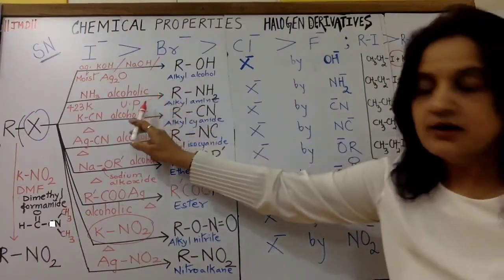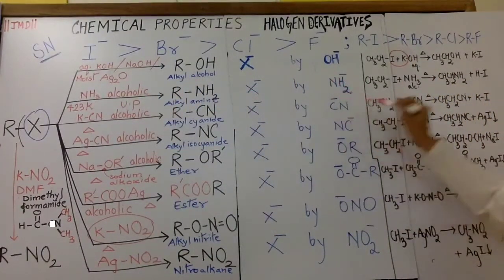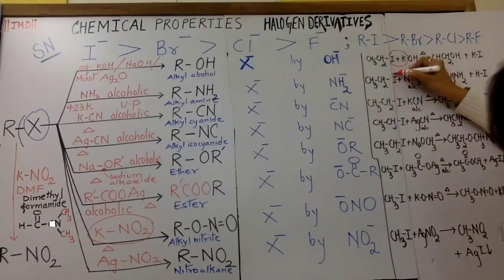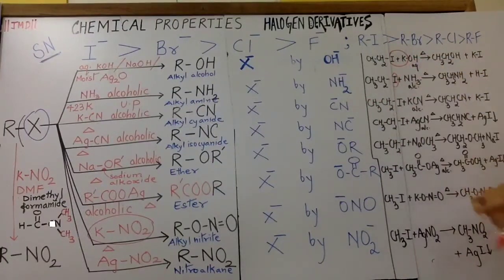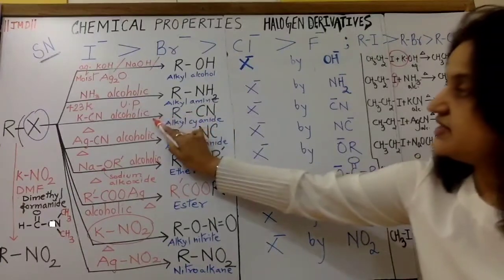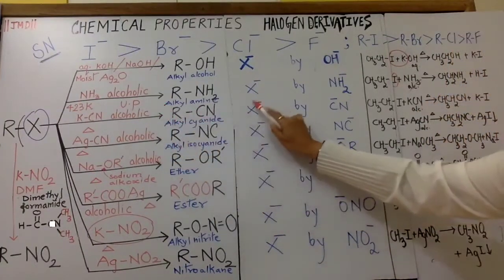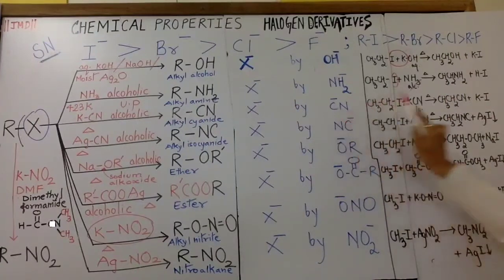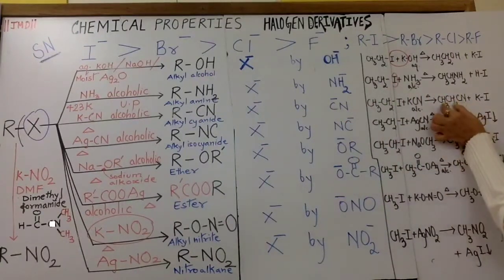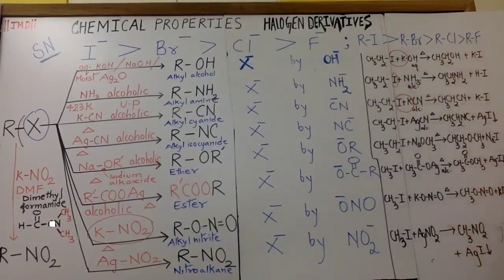Next is with ammonia, where a halide ion is replaced by NH2 minus, and see, this I goes from here and from here one H goes, so we get HI as the byproduct, and the product is ethanamine. Similarly, when I treat with alcoholic KCN and I heat, the halide ion is replaced by cyanide and I get ethyl cyanide, you can see, and this is the byproduct.